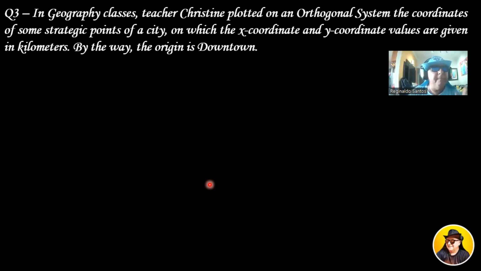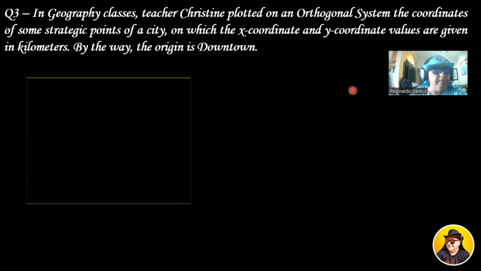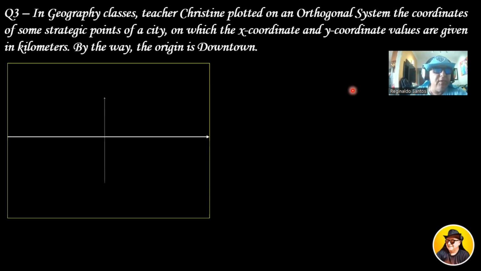Well, let's see. In geography classes, teacher Kristen plotted on an orthogonal system the coordinates of some strategic points of a city, on which the x-coordinate and y-coordinate values are given in kilometers. By the way, the region is downtown. So let's draw it. Okay, so the coordinates, x and y. Now let's draw.